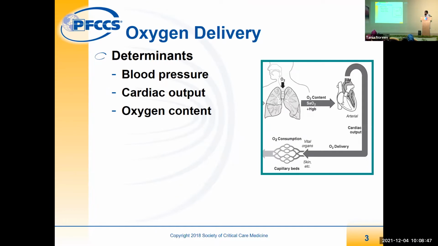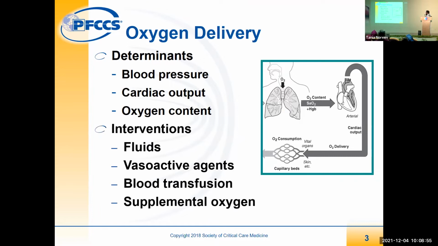So oxygen delivery, we all know, is determined by the blood pressure, cardiac output, and oxygen content. For the effective cardiac output, we know the formula discussed by Dr. Bushra: stroke volume multiplied by heart rate determines our cardiac output. So the stroke volume will be determined by our preload, contractility, and afterload.